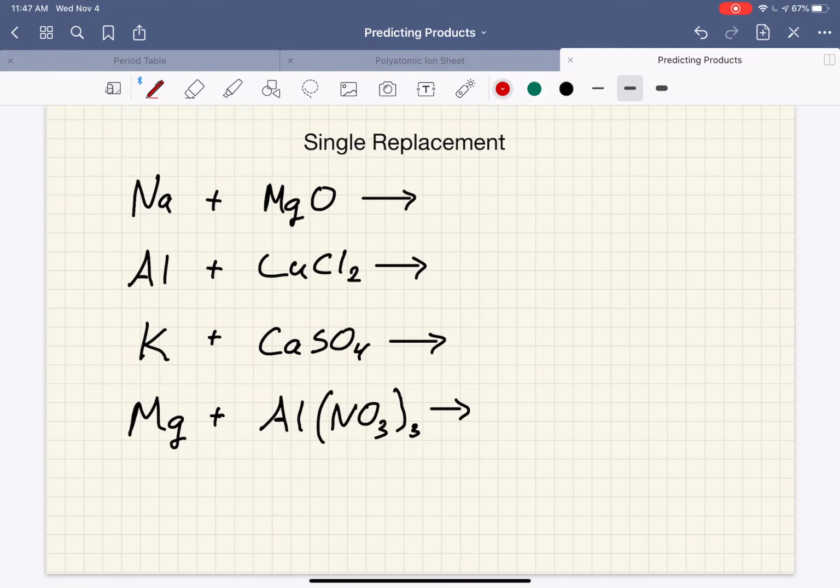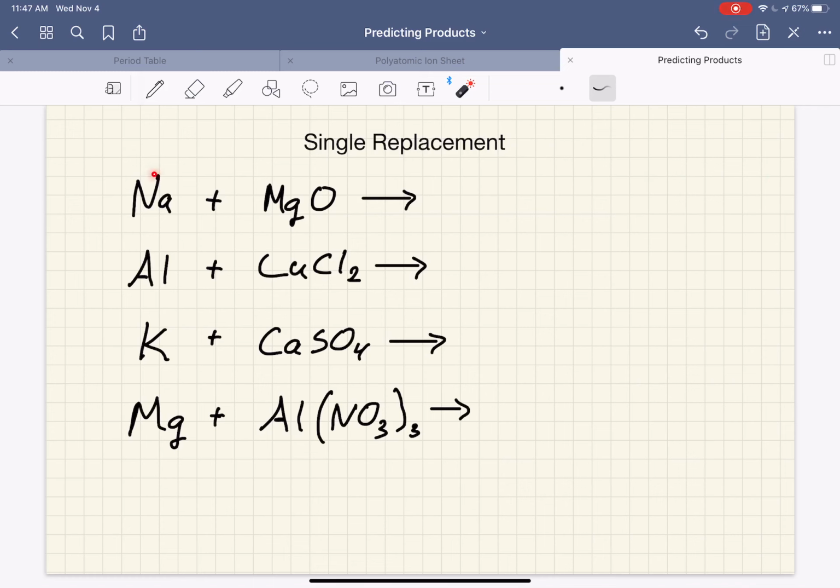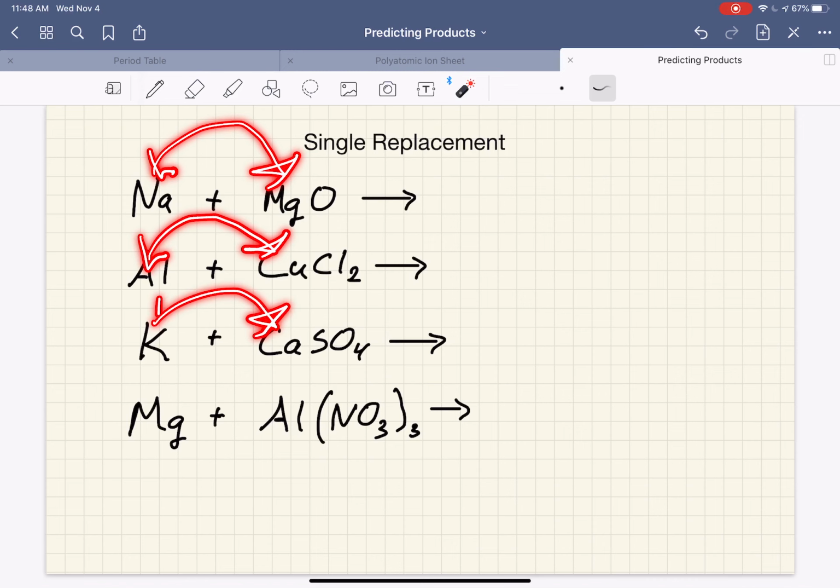All right, ladies and gentlemen, in this video, we are going to be looking at how to predict the products for a single replacement reaction. And we're going to be looking at a very specific kind of single replacement reaction, that is a metal replacement reaction. The reason why these are called metal replacement reactions is because in every single one of these cases, the metal is going to be replacing the metal.